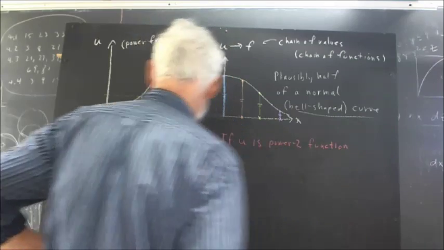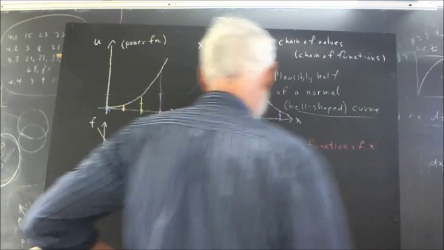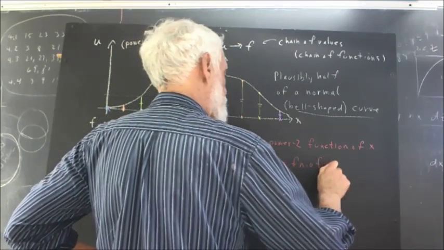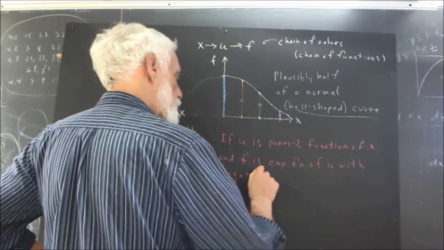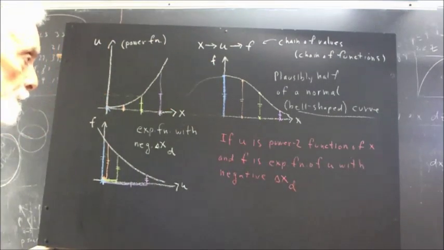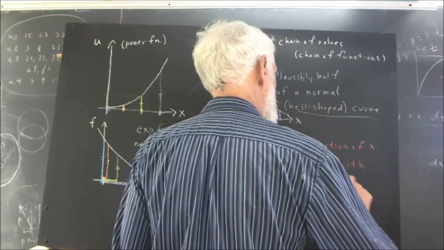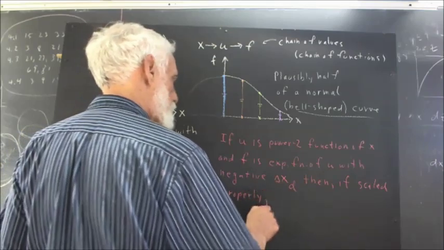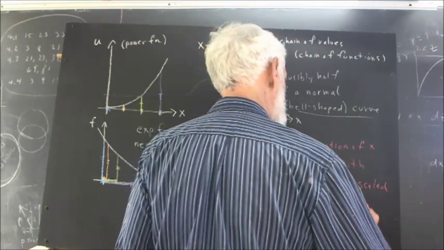If u is a power 2 function of x, and f is an exponential function of u with negative doubling displacement, which I indicate by delta x sub d, then if scaled properly, f versus x is a standard normal curve.